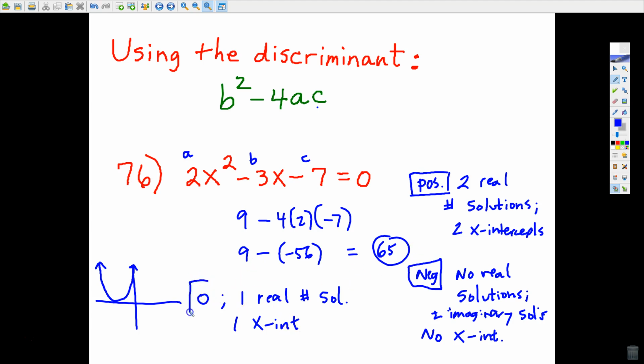Okay, so I gave you the three possibilities. Positive discriminant: find the discriminant, and then your directions want you to basically interpret that solution. Whatever that number is will lead you to saying you have two real number solutions and two x-intercepts. Negative, this is how you would state it, or if the discriminant happens to be 0, you would state it in this way.